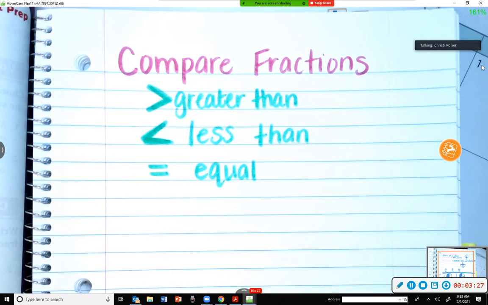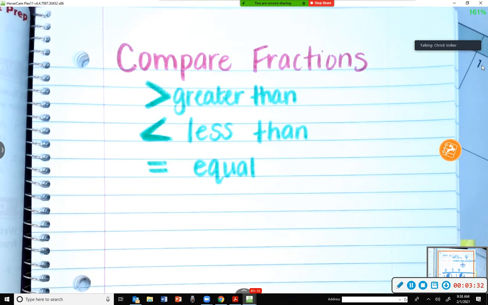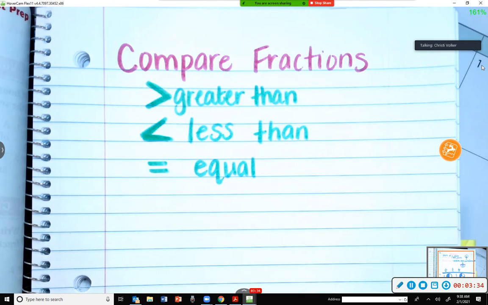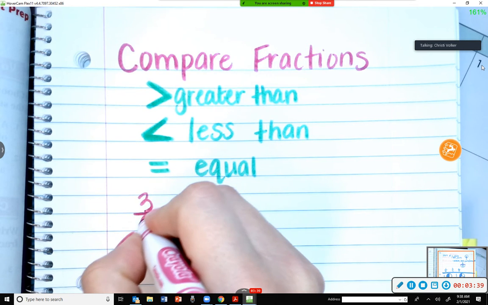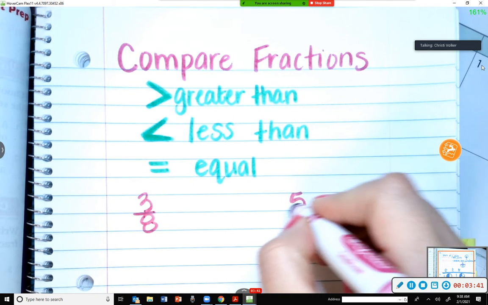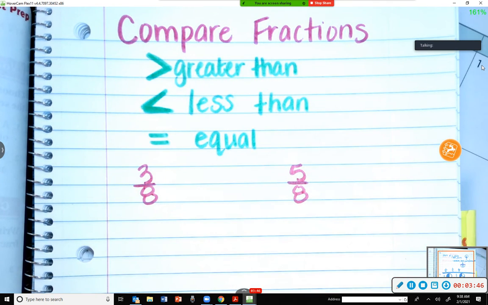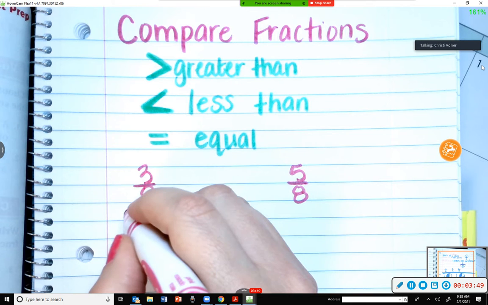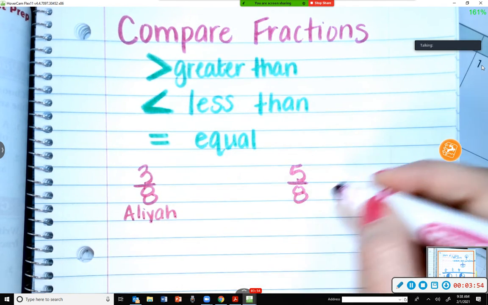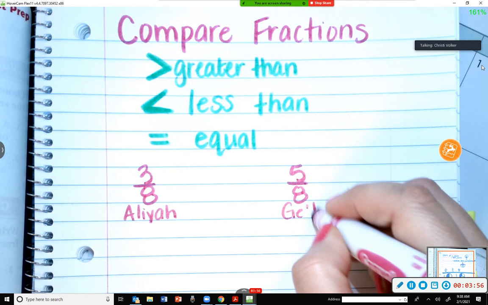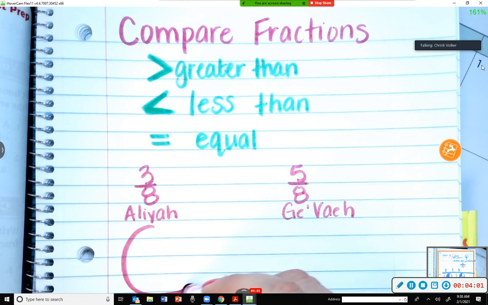Okay, so today we're only comparing fractions that have the same denominator, which actually makes it really easy. So let me show you an example. If I have 3/8 and 5/8 that I want to compare, let's just draw a model. Let's say this is Aaliyah and Javea. Let's show what those pieces would look like.